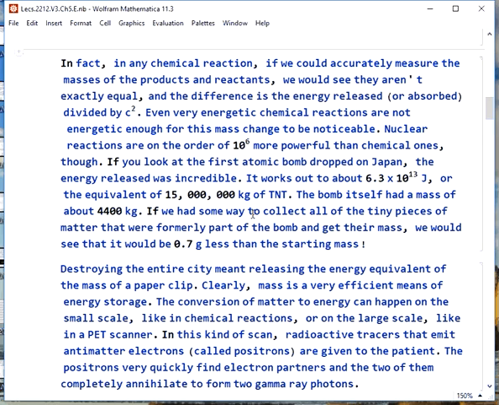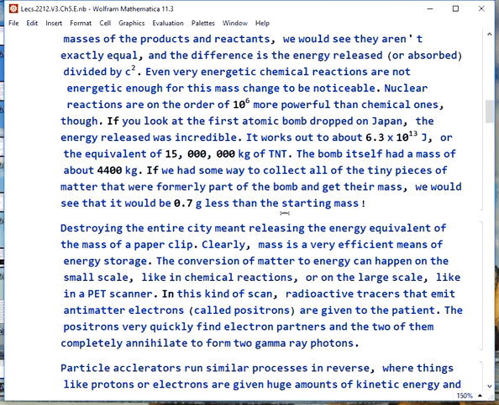So destroying that entire city meant we take the energy equivalent of the mass of a paperclip. So mass is a very, very efficient way to store energy.